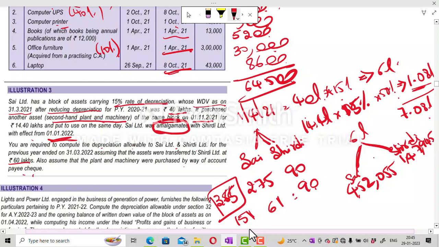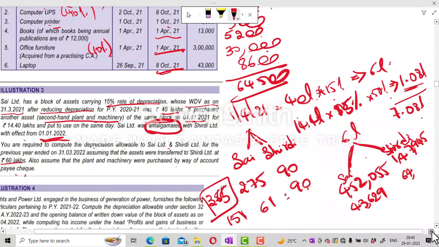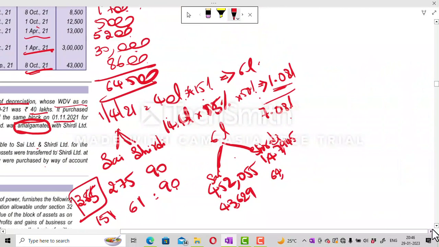We should bifurcate 1,08,000 in this ratio, 61 is to 90. So 1,08,000 divided by 151 into 61 comes to 43,629. Okay, and 1,08,000 divided by 151 into 90, 64,371. So calculate this total.